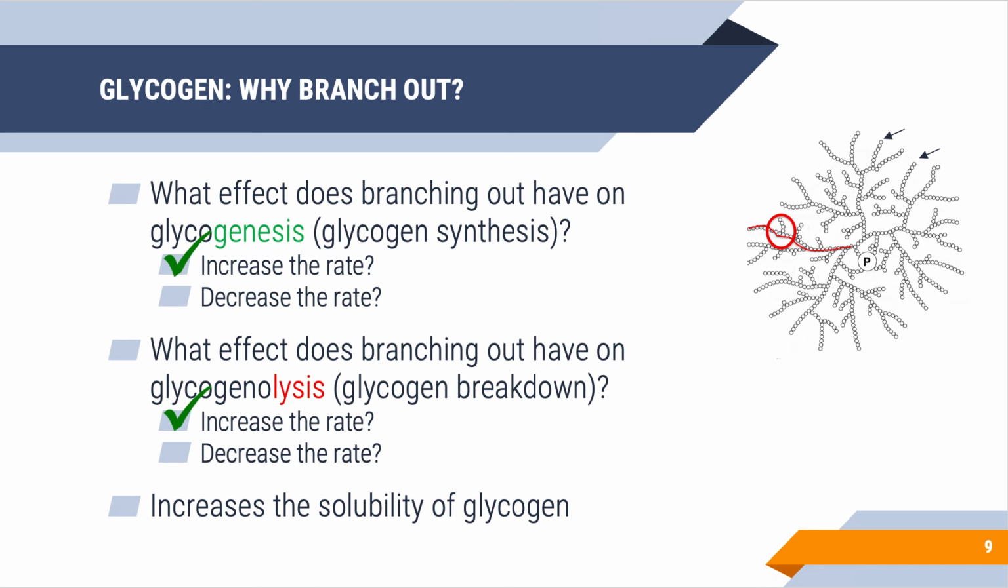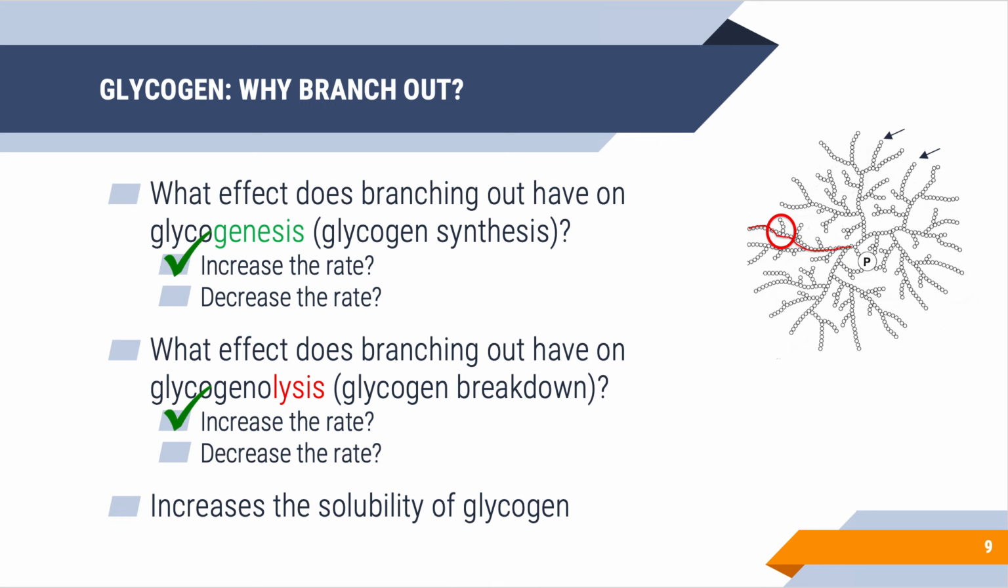So what's the benefit of glycogen branching out or being in this large branch shape? First and foremost, when we consider glycogenesis or glycogen synthesis, we're building that glycogen, it actually increases the rate of glycogen synthesis, meaning we can add those glucose molecules wherever on those terminal ends, and it's not really picky.